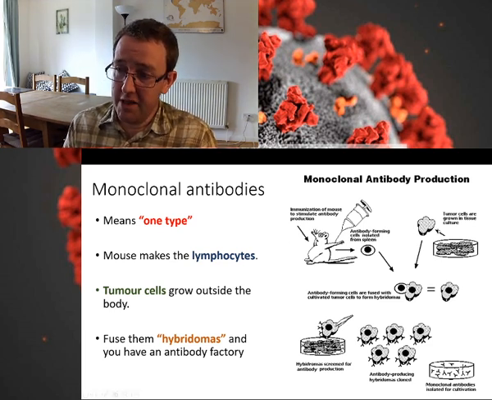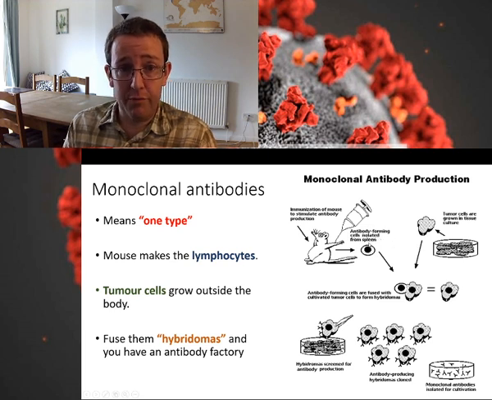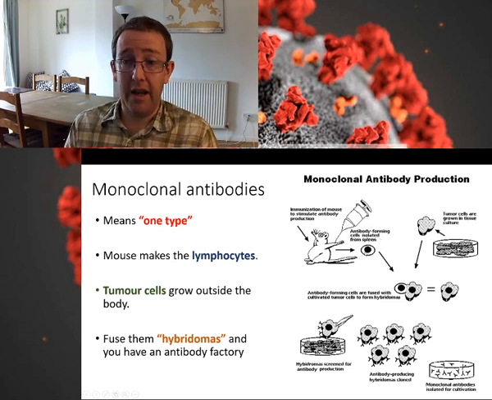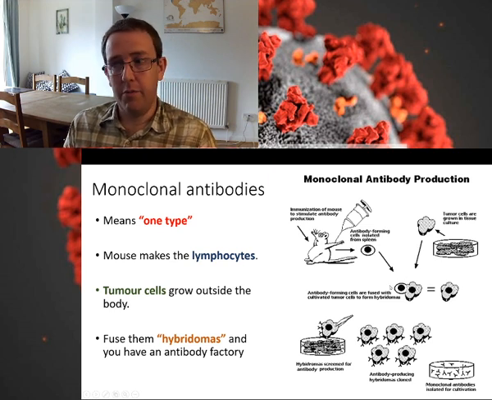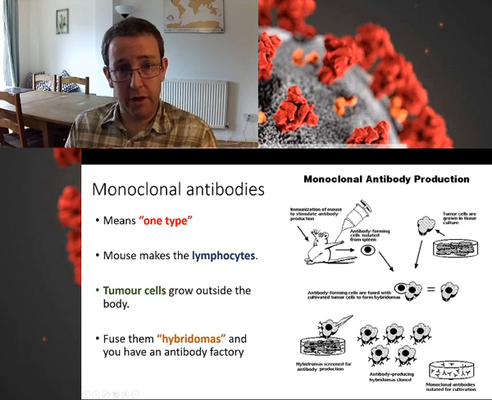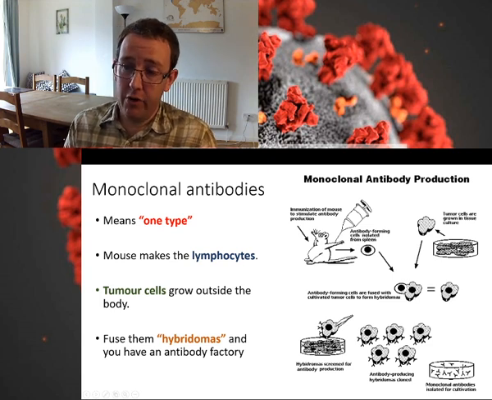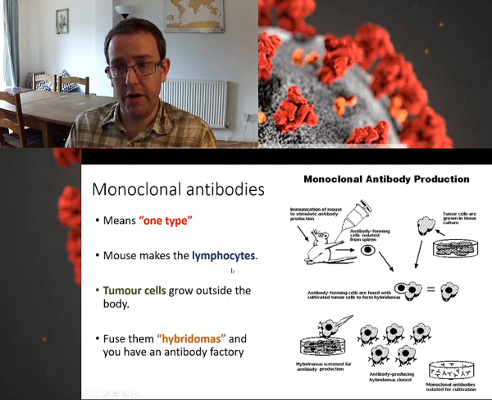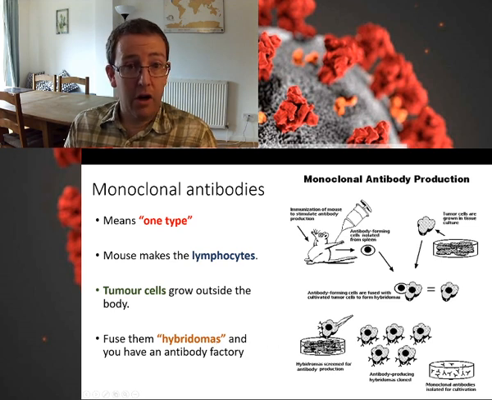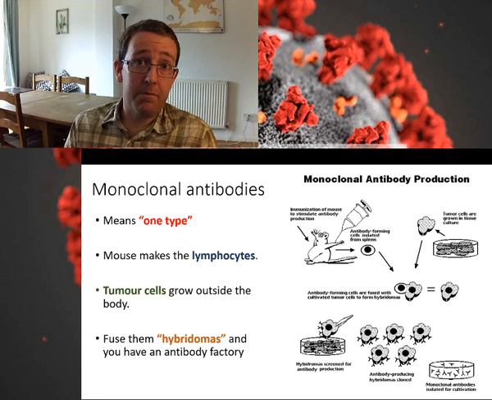So we take some tumour cells grown in a lab, we take this spleen cell from the animal that's making the antibodies that we want, and we fuse them together. And hopefully what we end up with is a cell that can both grow outside of the body, like a tumour cell can, and produce the antibodies like the spleen cell, like the lymphocyte can. And this is called a hybridoma. So the mouse makes the lymphocytes, tumour cells can grow outside the body, we fuse them to make hybridomas, and those hybridomas growing on a dish are basically little antibody factories. So you grow them on a dish, and then you can harvest the monoclonal antibodies.